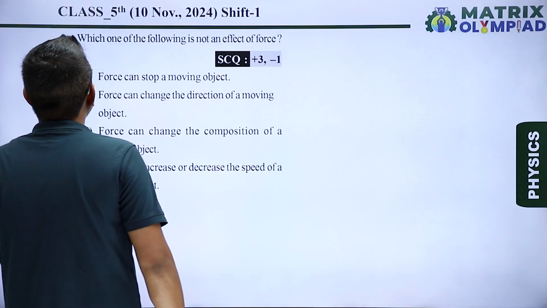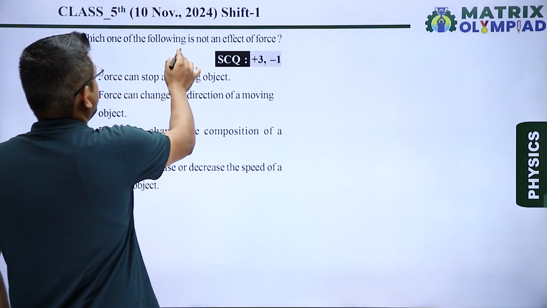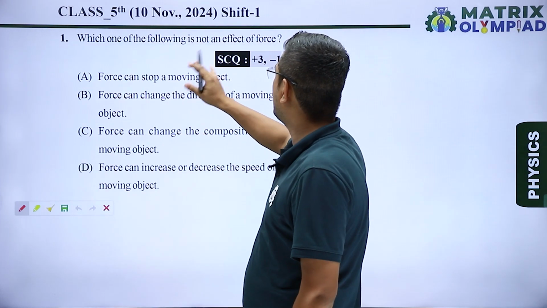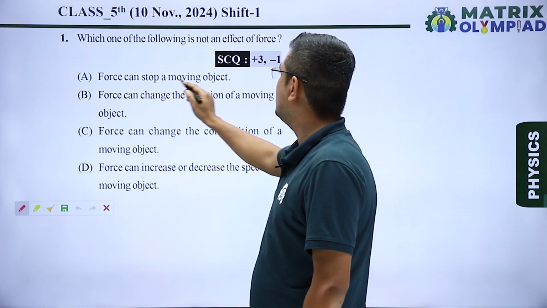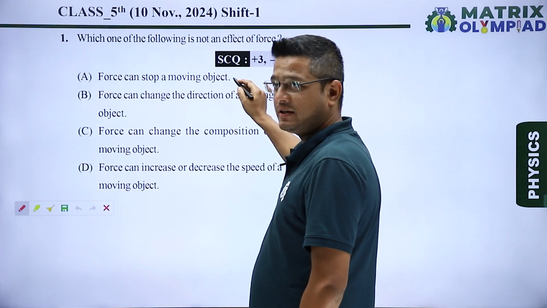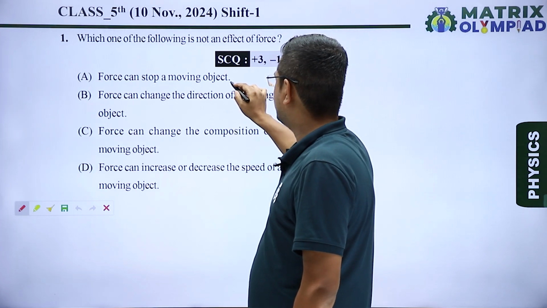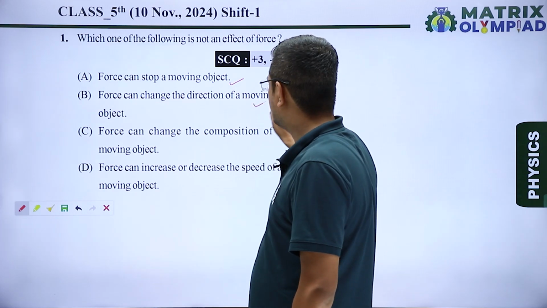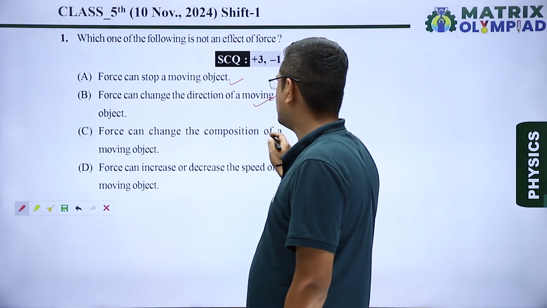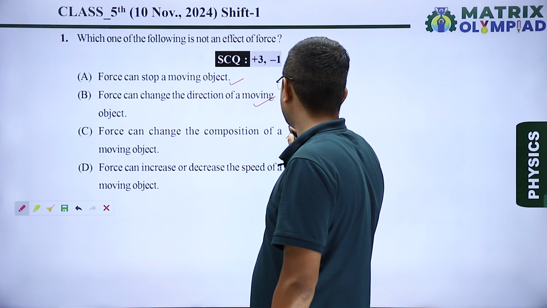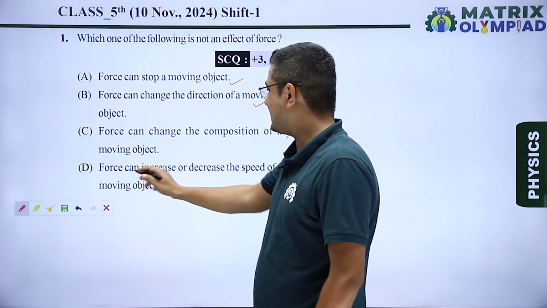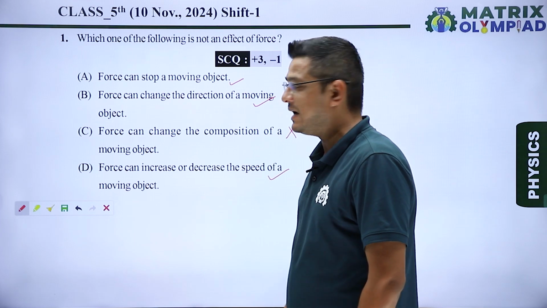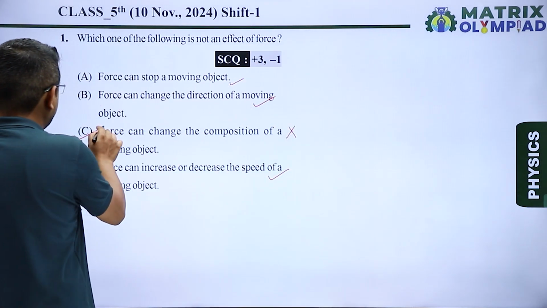Question number 1. Which one of the following is not an effect of force? So we have to see which is not an effect of force. Force can stop a moving object. This is an effect of force, so this is a true statement. Force can change the direction of a moving object. This is also true. Force can change the composition of a moving object. No, this is not an effect of force. Force can increase or decrease the speed of a moving object. This is also true. So our correct answer is option C.